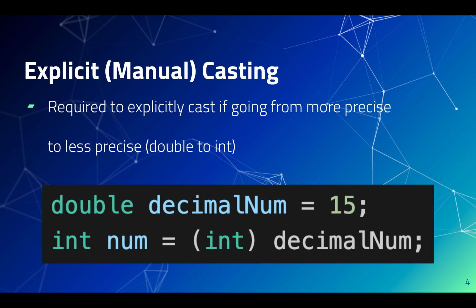Note that when you cast from a double to an int, it truncates the double. So this means that it only gives the number before the decimal point. So if decimal num was equal to 15.8 beforehand, then when you set it to int num it will actually just store 15. It won't round up to 16, it'll just chop off everything past the decimal.